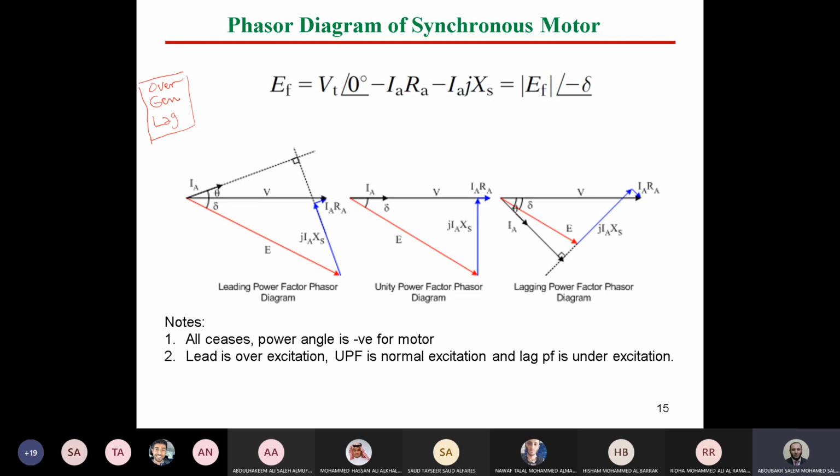Over-excitation for generator is lagging. If you would like to change these words, you can change only 2 out of 3. So if I said to you the under-excitation in generator, what will be the power factor? Leading. Exactly. So the under-excitation with motor, what will be the power factor?